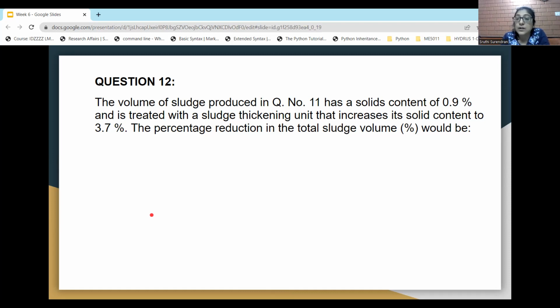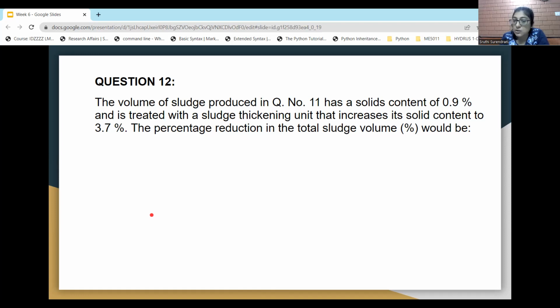And it has a solid content of 0.9% in this question. When this is fed into a sludge thickening unit, the solid content is increasing to 3.7%. The question here is, what is the percentage reduction in the total sludge volume?